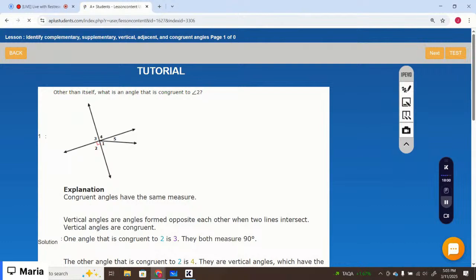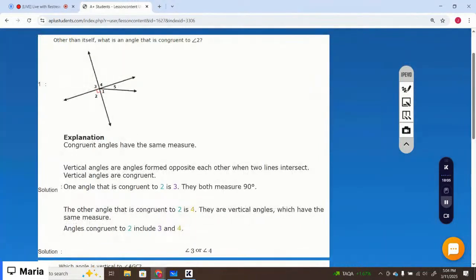Other than itself, what is an angle that is congruent to angle 2? Congruent angles have the same measure, right? So vertical angles are the angles formed opposite each other when the two lines intersect. Vertical angles are congruent. So one angle that is congruent to angle 2 is angle 3. The other angle that is congruent to angle 2 is angle 4. So angle 3 and angle 4 are congruent to angle 2.